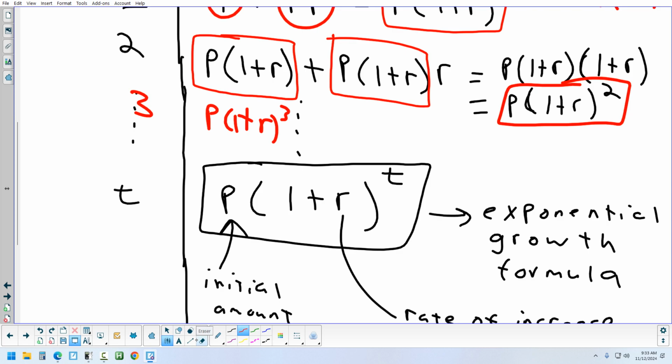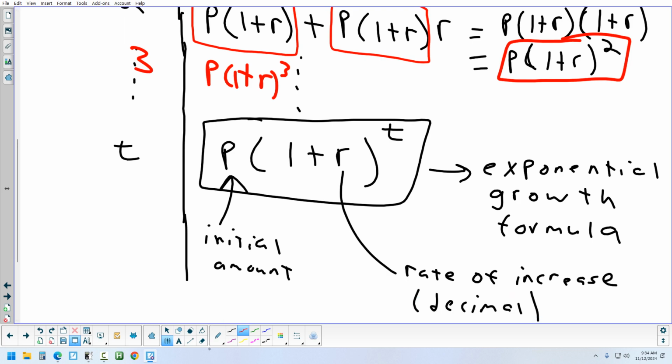P is the initial population. R is the rate of increase, but it has to be as a decimal. So 2% is 0.02. 12% is 0.12. And T, I didn't label that one, but what do you think T stands for? Yeah, that's the time. So you'll generally be given 3 things, and your goal is to figure out, when you plug those 3 things in, what's the new amount? Could be people, could be bacteria, money, it could be all kinds of things.